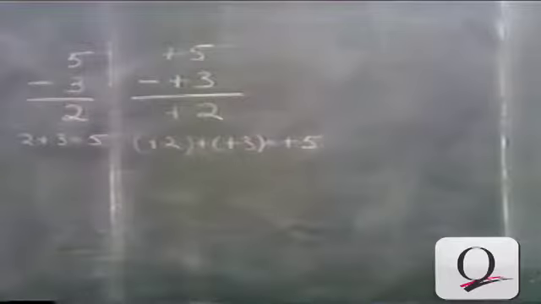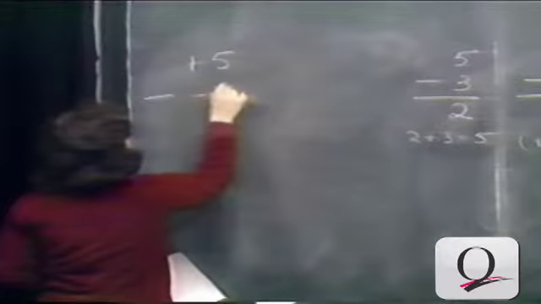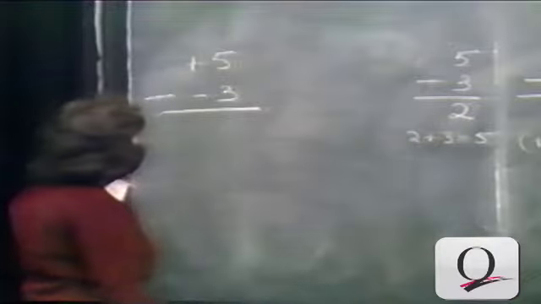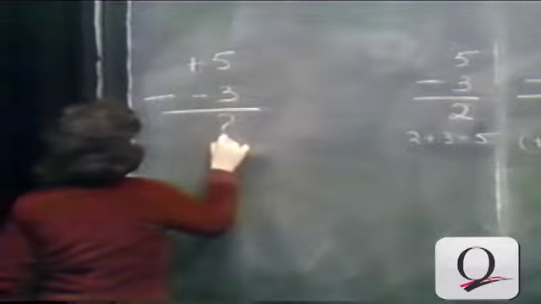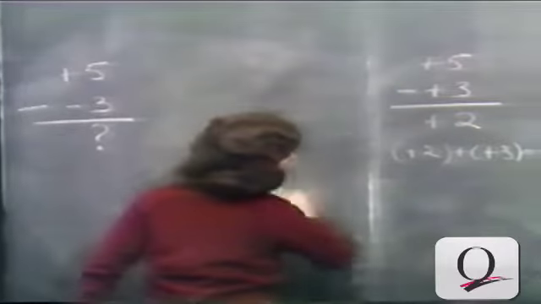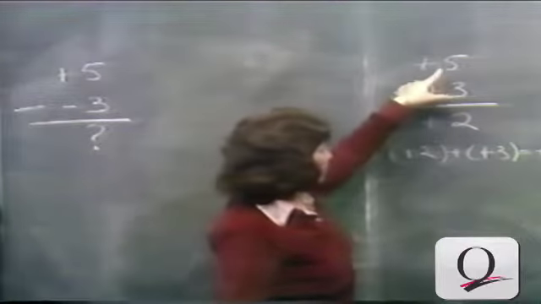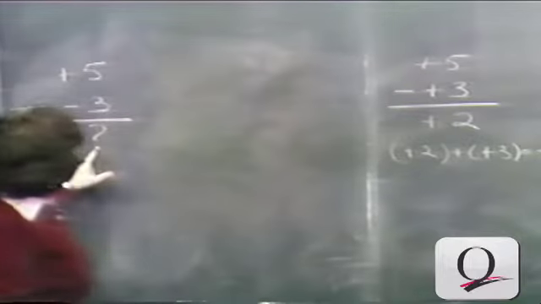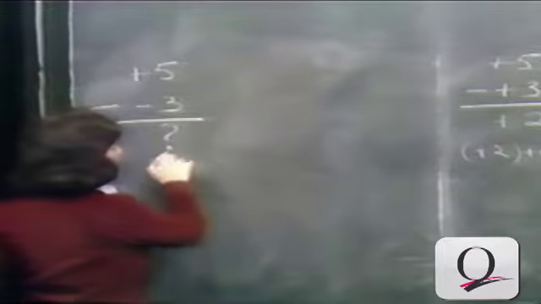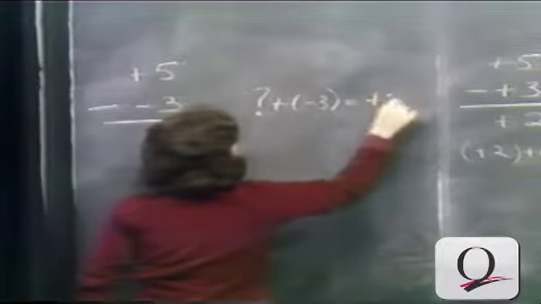Okay, for our next problem, let's try plus 5 take away a minus 3. We are looking for the answer to this problem. Plus 5 take away a minus 3. Let's go back over here and look at the plus 5 take away plus 3. I claim the answer was 2, and the check is that 2 plus 3 gives you 5. So whatever we're going to fill in here has to be some number which, when added to minus 3, will give you plus 5.